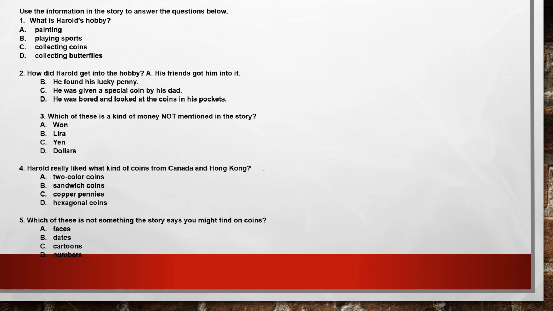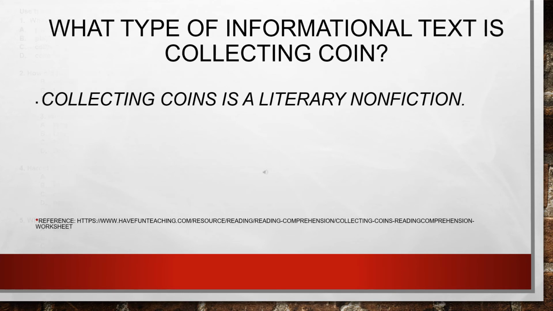And number 5. Which of this is not something the story says you might find on coins? A, faces, B, dates, C, cartoons, D, numbers. What is it? Of course, it's letter C, cartoons. If you've got a perfect score, then you did a great job. So what type of informational text is collecting coins? So collecting coins is a literary non-fiction.